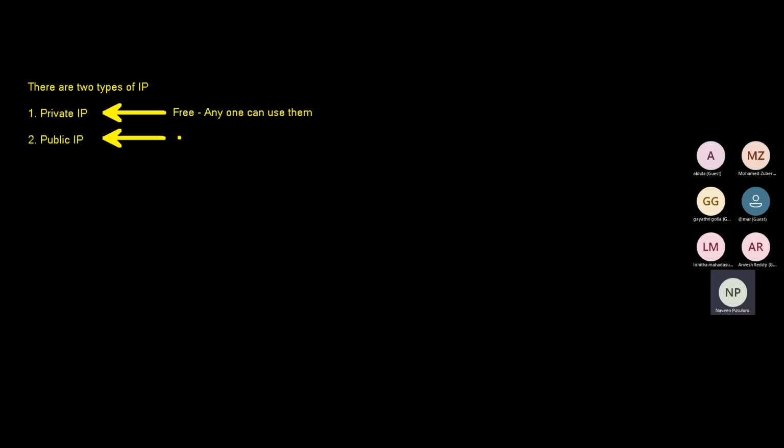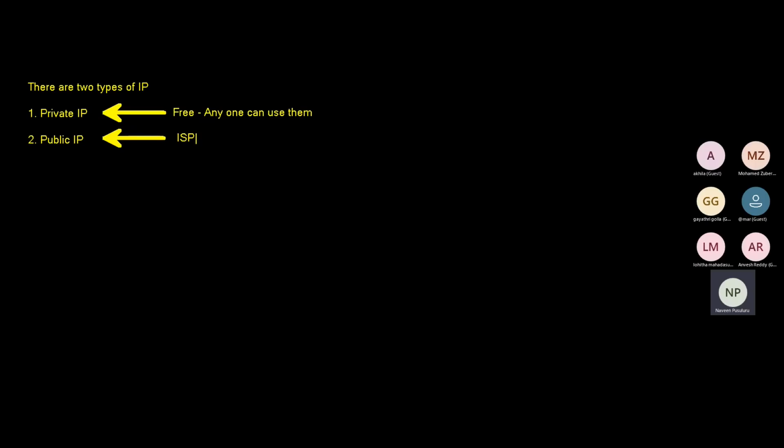So these are owned by internet service providers, ISPs. That means Airtel, Reliance, Tata in India. When it comes to the USA, companies like Verizon own them. In Australia, telecom companies like Three Mobile will own these public IPs.